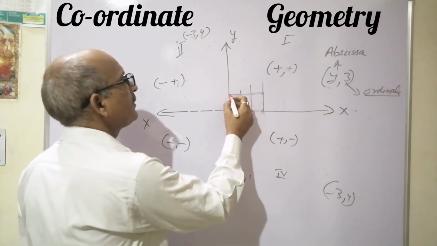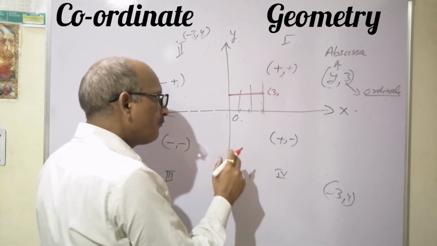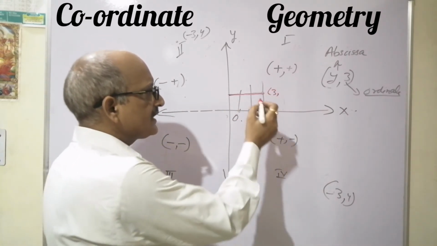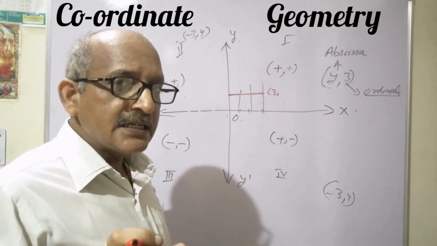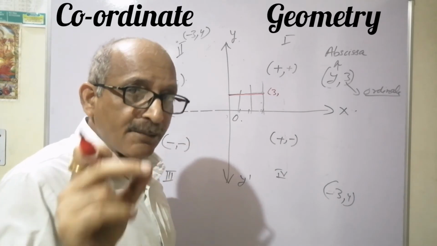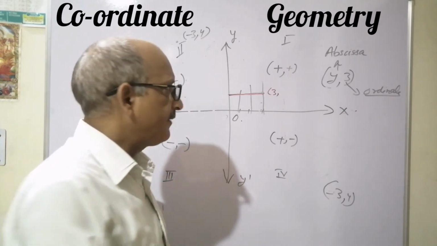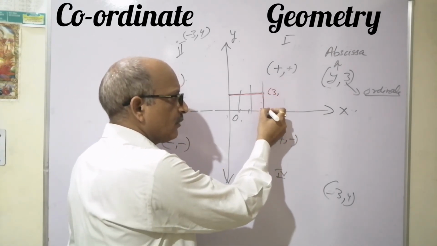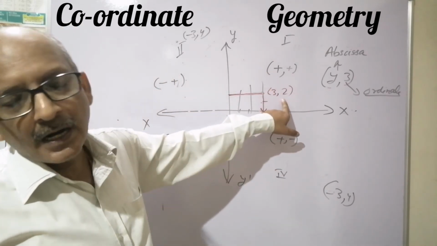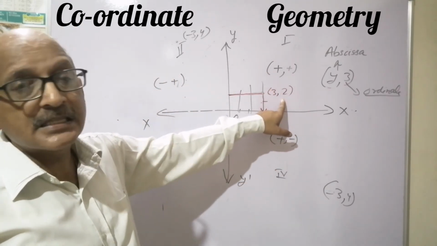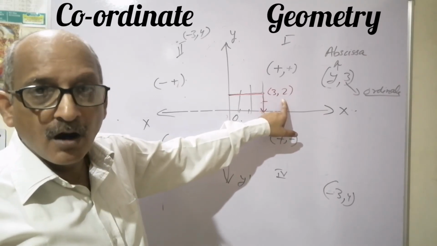This distance will be 3 units, so the x coordinate is 3. Now we'll see that the perpendicular distance of the point from the y-axis gives the x value. The perpendicular distance of the point from the x-axis gives the y value. So we have drawn the perpendicular here. What is this distance? 2. So we'll say the address, or coordinate, of the point is (3, 2).